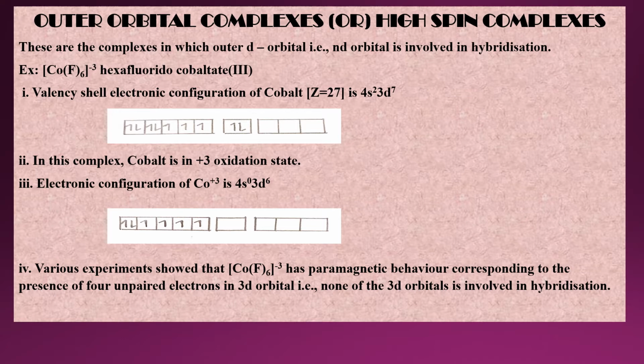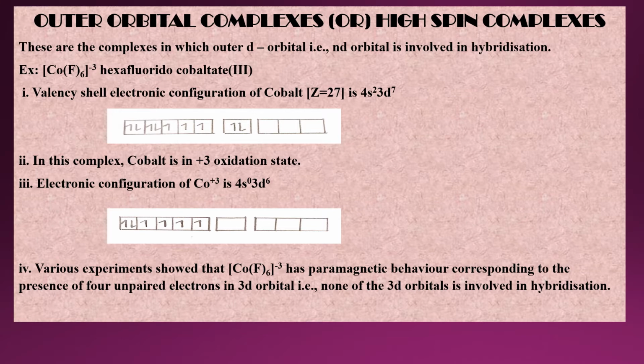In this class, we are going to learn about the second type of octahedral complexes, that is outer orbital complexes or high spin complexes. Now what are outer orbital complexes or high spin complexes? How are they formed? These complexes are formed when outer d orbital, that is nd orbital, is involved in hybridization. Outer orbital complexes are those complexes in which outer d orbital, that is nd orbital, is involved in hybridization.